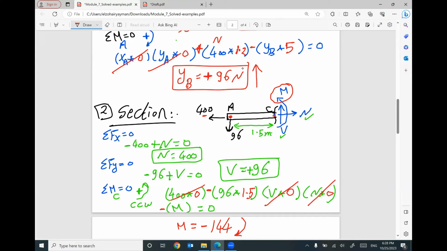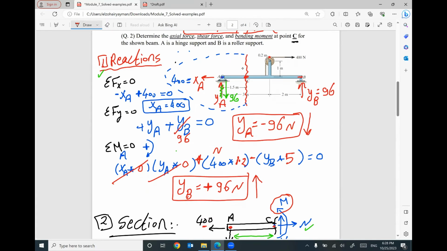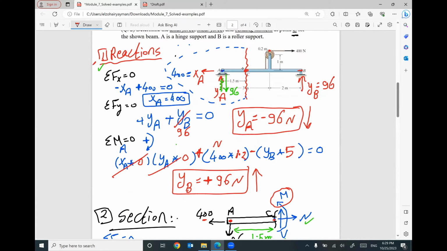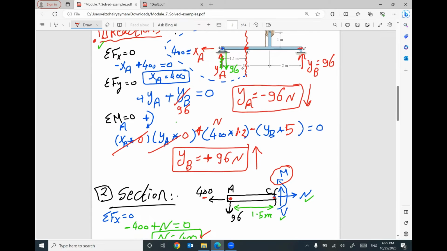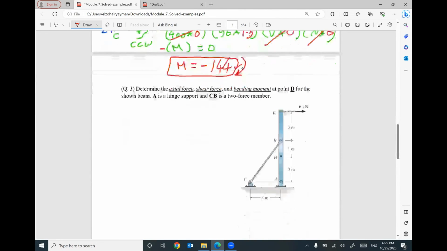So by the end, I have 3 values: the axial force, the shear force, and the bending moment at this specific point C in this beam. 2 steps: your reactions and do your cut. Does that make sense? Any question?